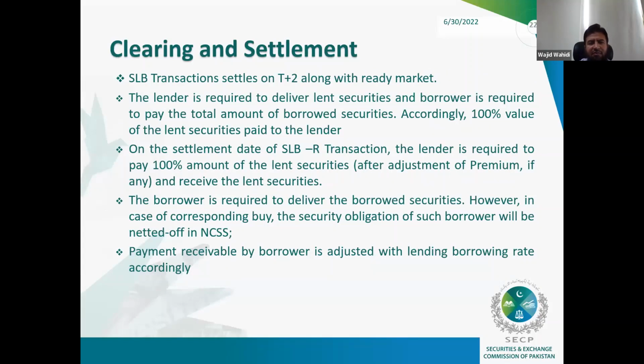The clearing and settlement of SLB transaction. SLB transaction settles on T plus 2 basis. Once the transaction is executed on the SLB system, it will be settled on T plus 2. The lender is required to deliver lent securities and the borrower is required to pay the total amount of borrowed securities. NCCPL will coordinate between the lender and borrower.